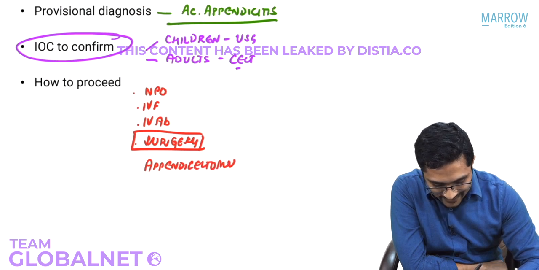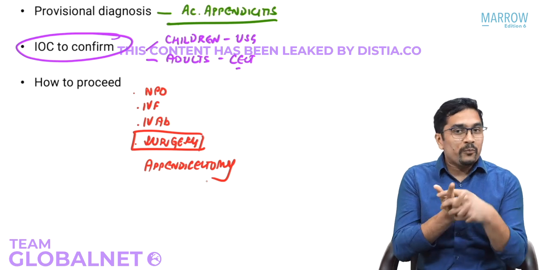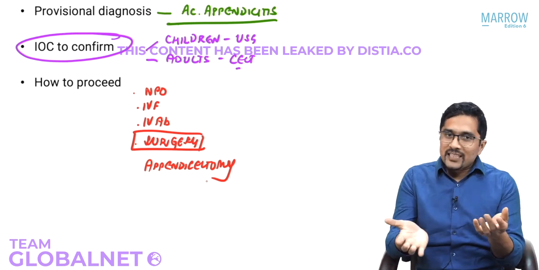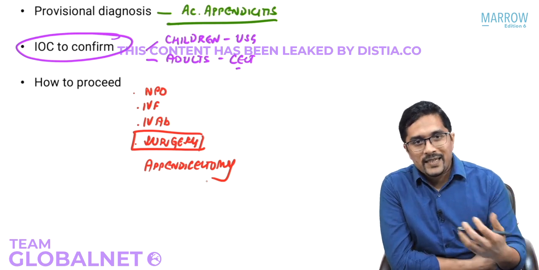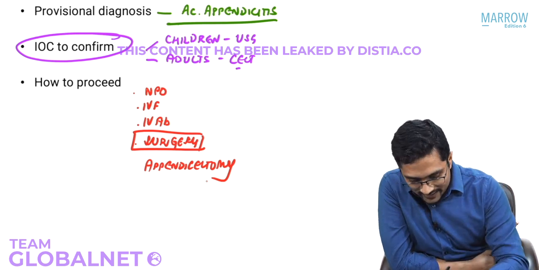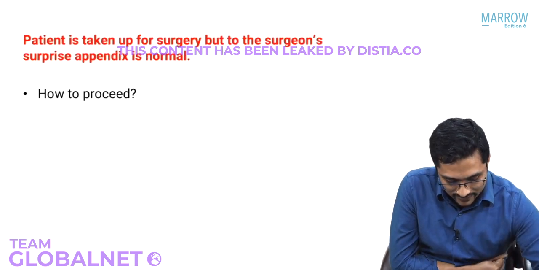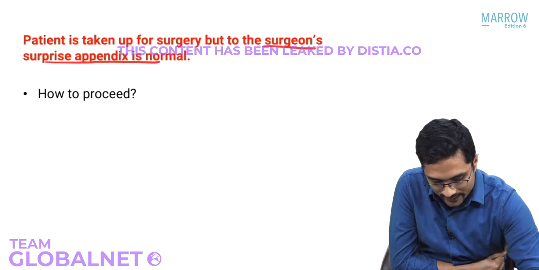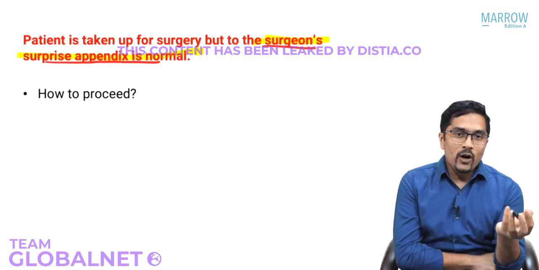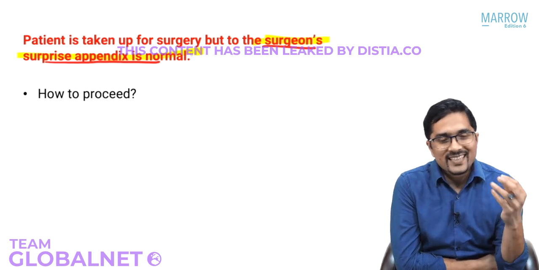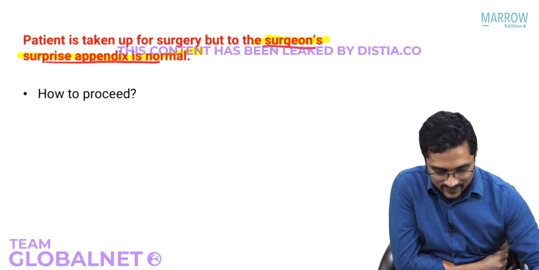And so many times we have discussed that usually these appendicectomies go to the postgraduate. So the postgraduate takes an intern, goes and does the appendicectomy. You take up the patient, and the patient is taken up for an appendicectomy. But to the surgeon's surprise, what happens is that the appendix is absolutely normal. So if the appendix is normal, how do we proceed in this case? I've discussed this scenario in the module as well. This has been asked a couple of times in the exam.